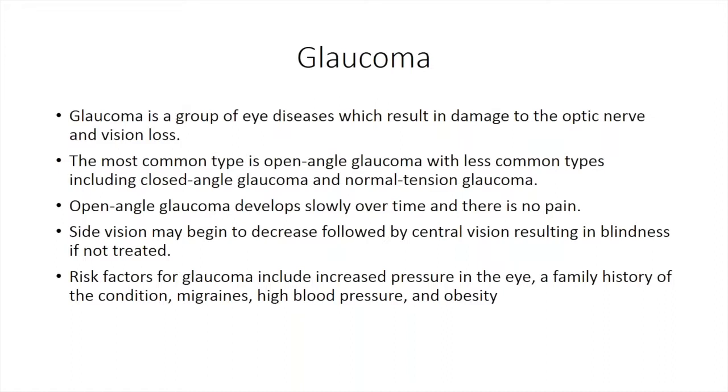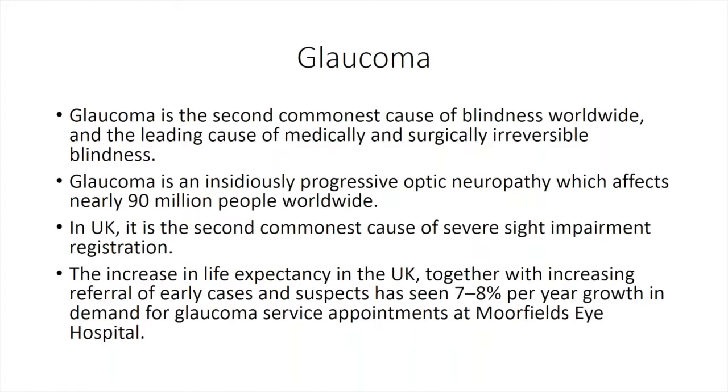And the risk factors for glaucoma include increased pressure in the eye, hence the medication and eye drops to reduce that, a family history of the condition, migraines, interestingly, high blood pressure, and obesity. So again, there could be some other factors, and as the ophthalmologist Dr. Mark Grossman indicated, maybe this is a marker of something else going on inside the body. It's the second commonest cause of blindness worldwide and the leading cause of medically and surgically irreversible blindness.